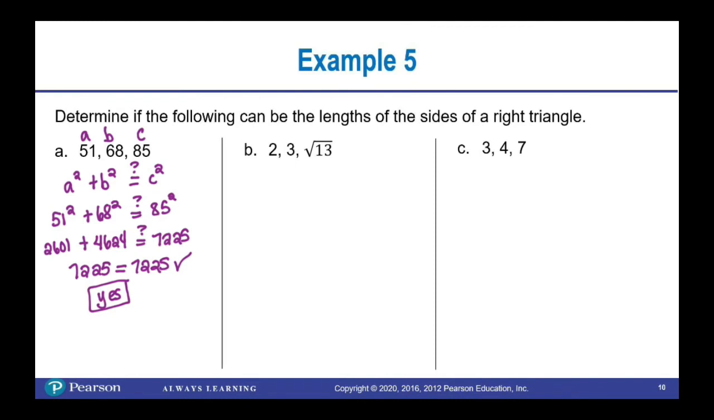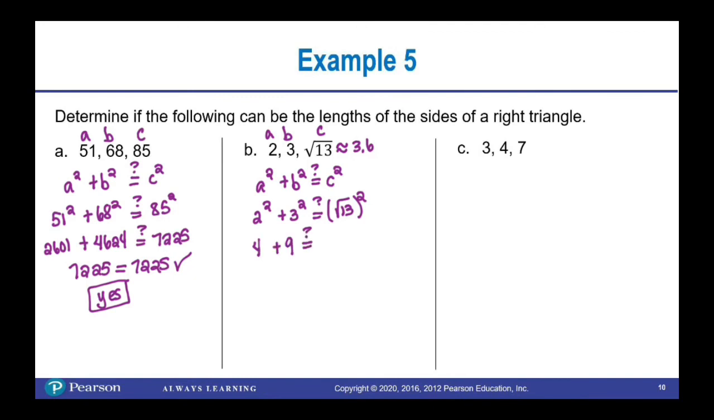Look at part B. We have a square root. I need to know which of these sides is the longest, so type square root of 13 into your calculator, and you get approximately 3.6. That tells me that C is the square root of 13, the longest side. 2 and 3 would then be A and B, and plug this into your theorem. Plug in 2 for A, 3 for B, and square root of 13 for C.